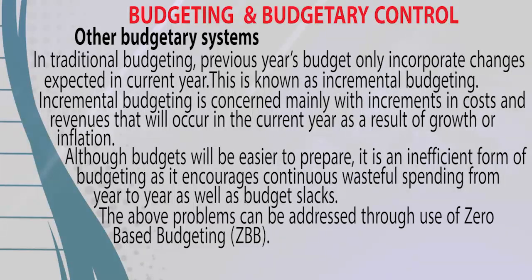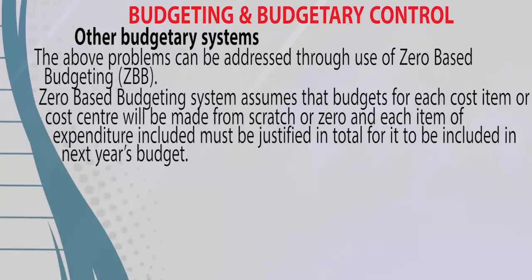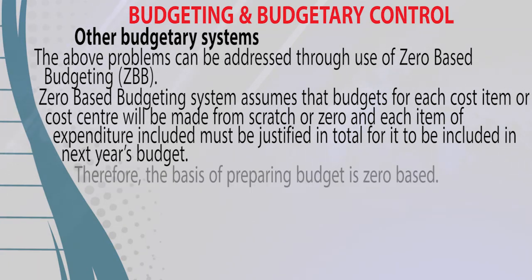The above problems can be addressed through the use of zero-based budgeting. Zero-based budgeting system assumes that budgets for each cost item or cost center will be made from scratch, or zero, and each item of expenditure included must be justified in total for it to be included in the next year's budget. Therefore, the basis of preparing the budget is zero base. However, managers normally may not start from zero, but will ensure all items are justified.